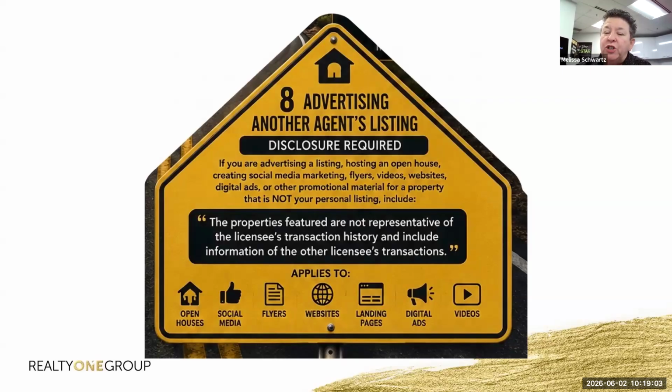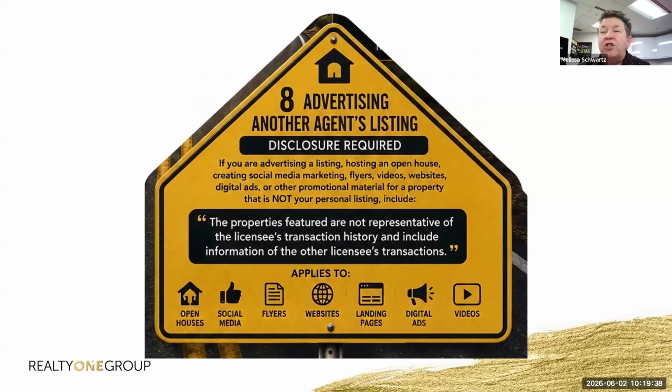The properties featured are not representative of the licensee's transaction history and include information of the other licensee's transactions. Personally, I think it's a little wordy. We're trying to scale it down and make it a little better, but this is what has been approved. So for the time being, I recommend you use it. Does anybody understand what it means? That's the challenge, right? If you can't understand it, how the heck does the general public know it, right? But do you understand what it's talking about?